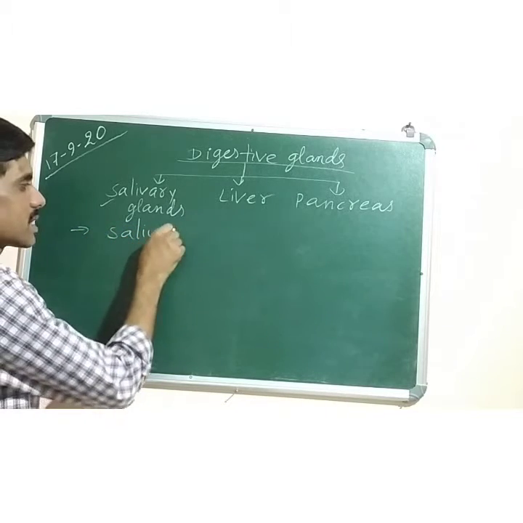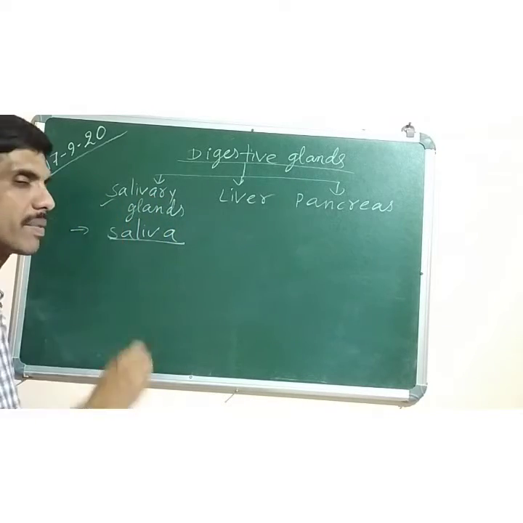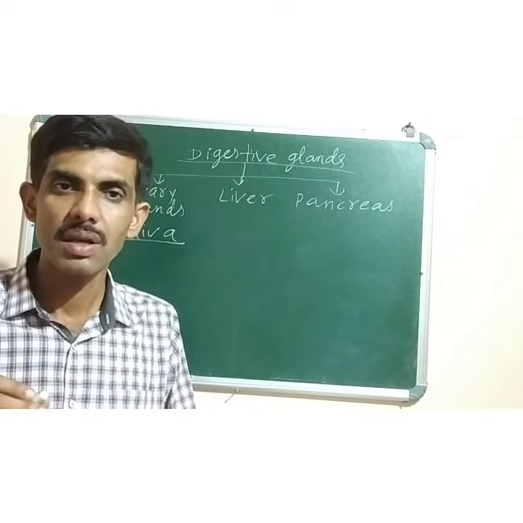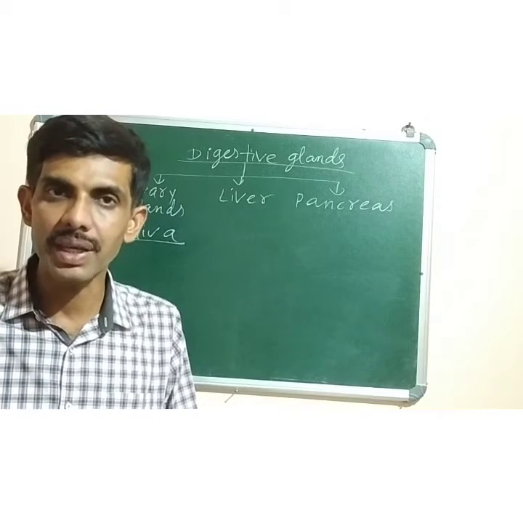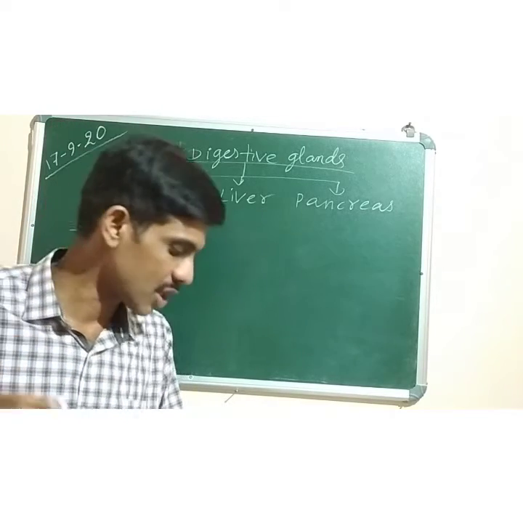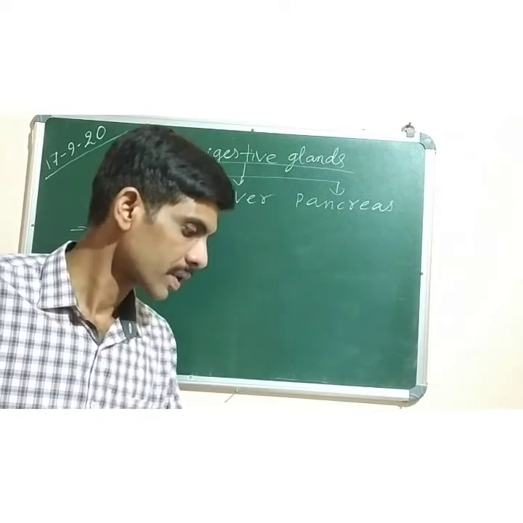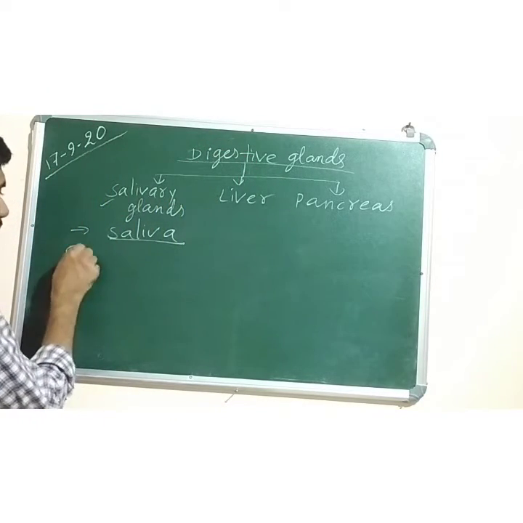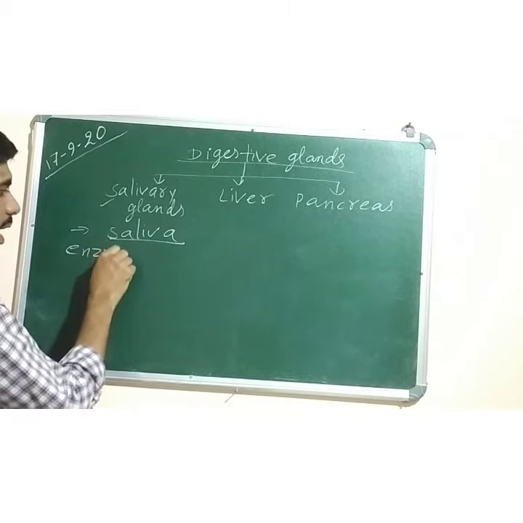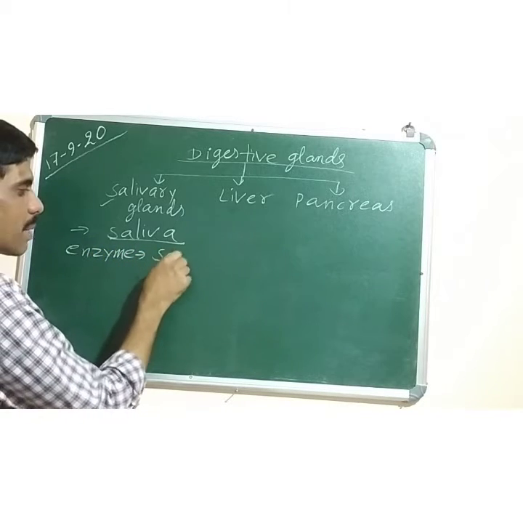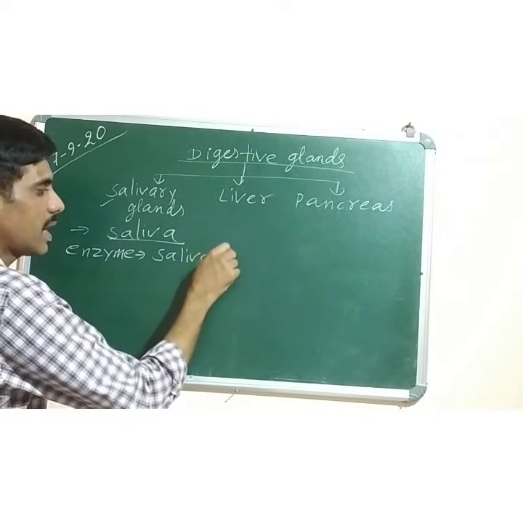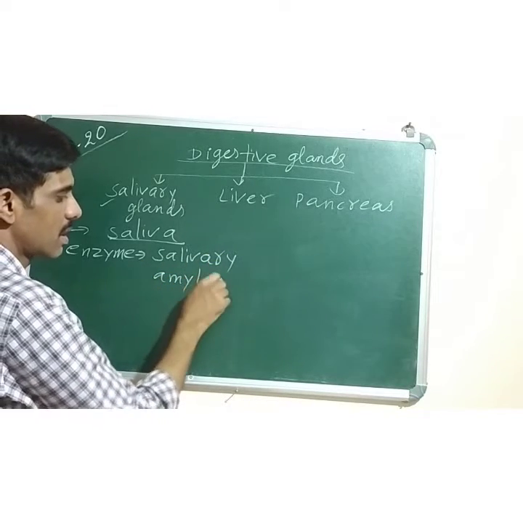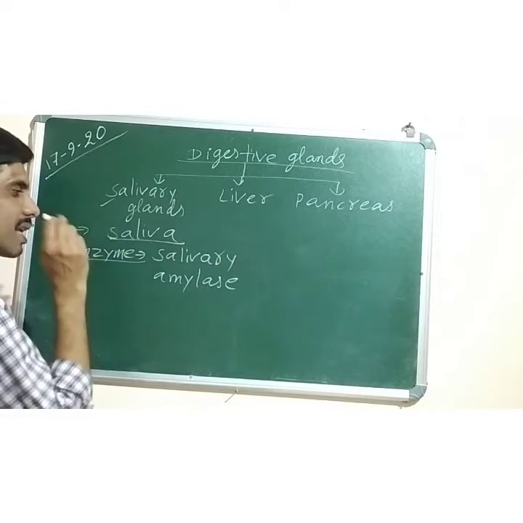So what is saliva? The secretion produced by salivary glands. And what is the function of this saliva? It contains a carbohydrate digesting enzyme which helps in the digestion of carbohydrates. Salivary amylase is the name of the enzyme present in saliva, that is required in the book, I checked. So what is the name of the enzyme present in saliva?